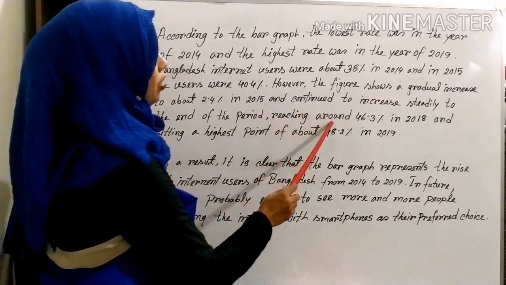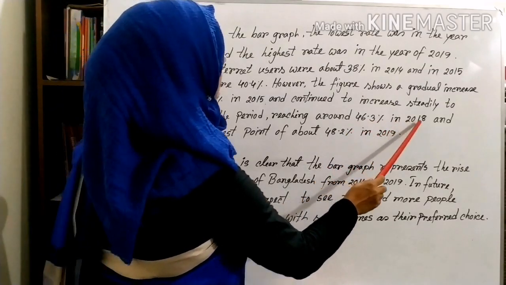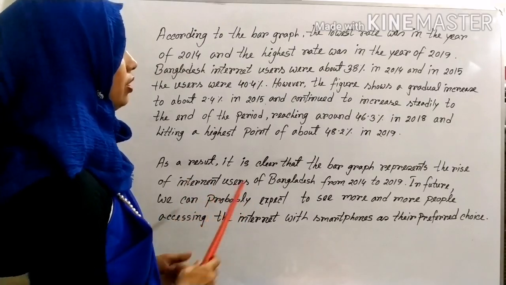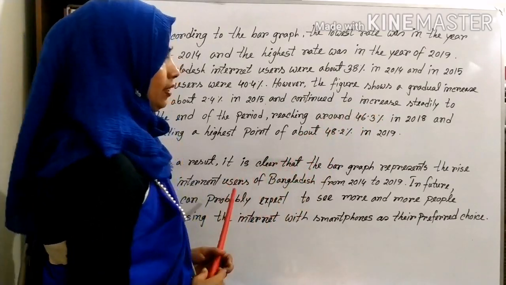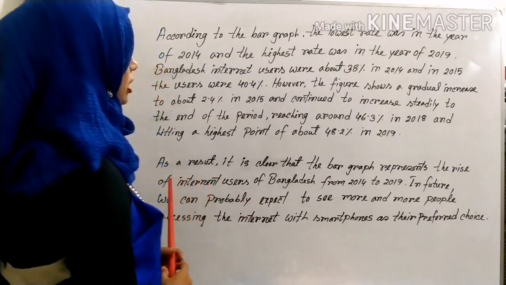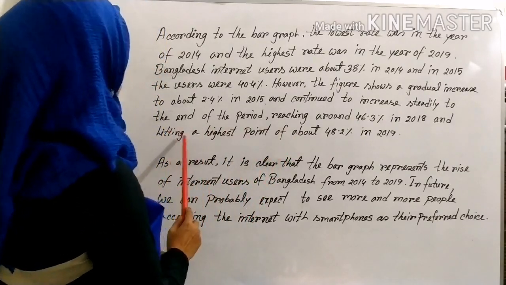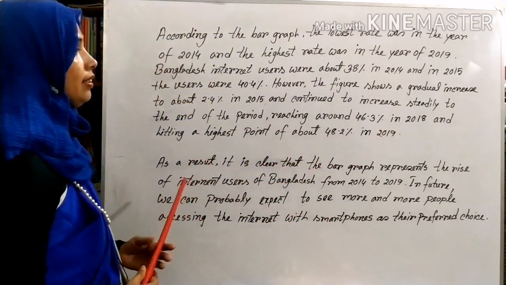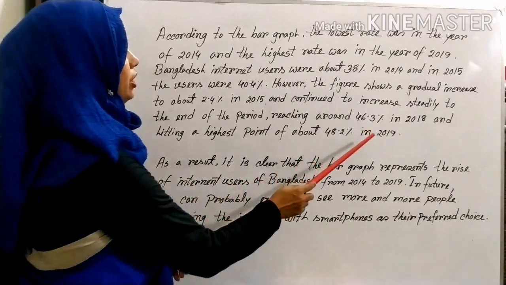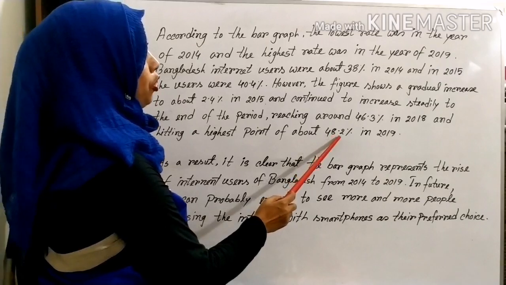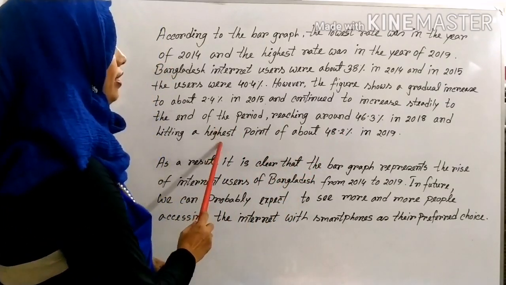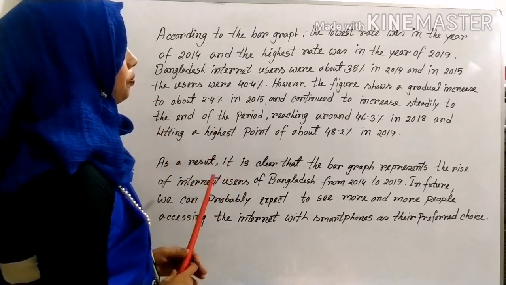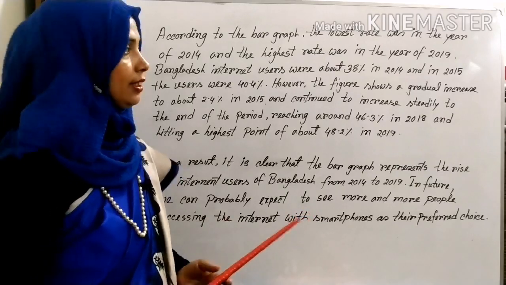After that, reaching around 46.3% in 2018. That means in 2018 the rate reached around 46.3%. Of course you have mentioned it. And hitting a highest point of about 48.2% in 2019. At the end, in the last year 2019, what was the percentage? 48.2%, and this percentage was the highest point. Okay. In this way, you just try to present the information in great detail.